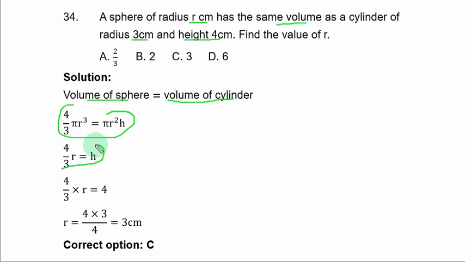So the height is 4. So you have 4 over 3 times R equal to 4. To get R, you first clear the fractions, and you have 4 times R equal to 4 times 3. Divide both sides by 4. You have R equal to 4 times 3 divided by 4. By the time 4 cancels 4, you have 3, 3 cm remaining. So C is the correct option.